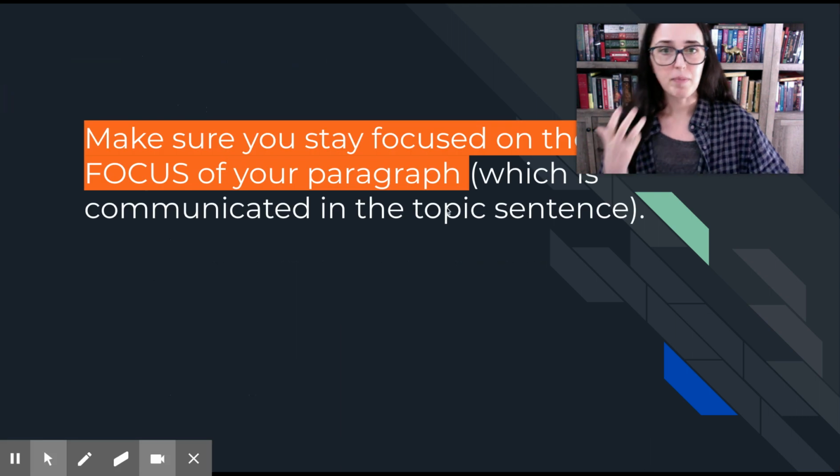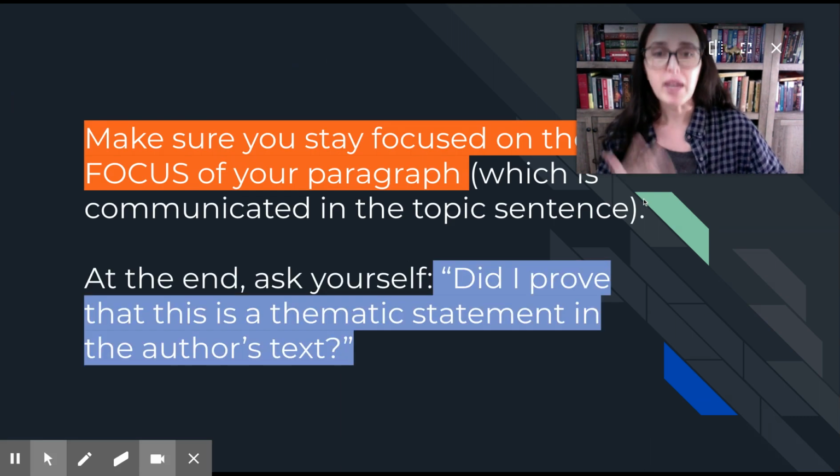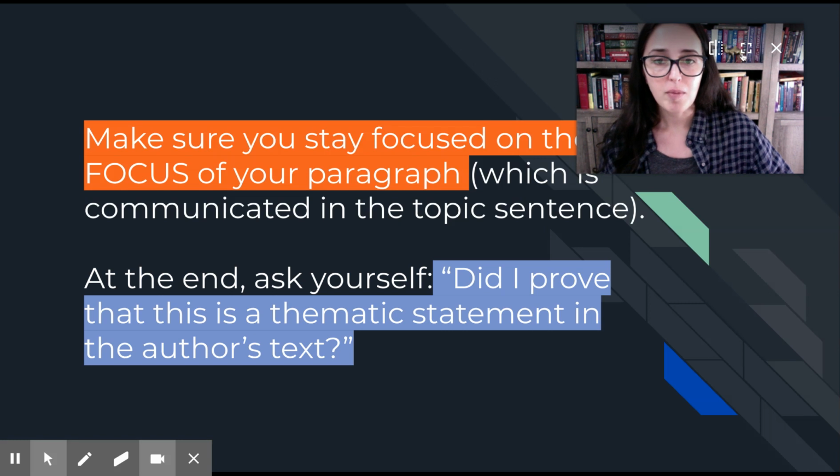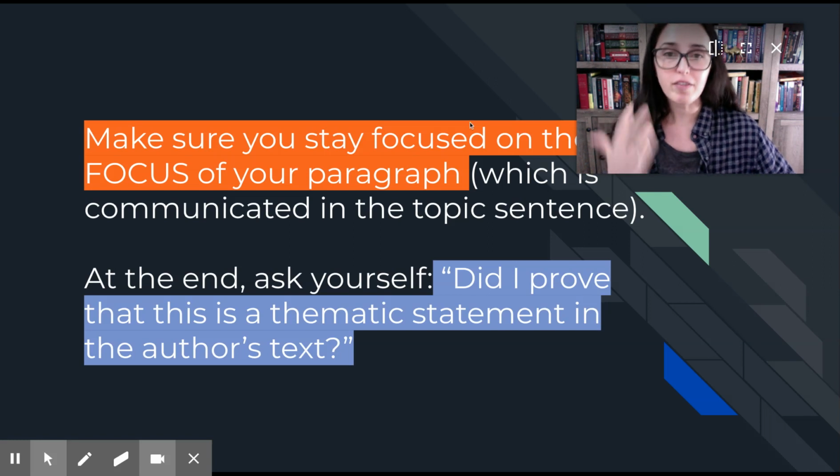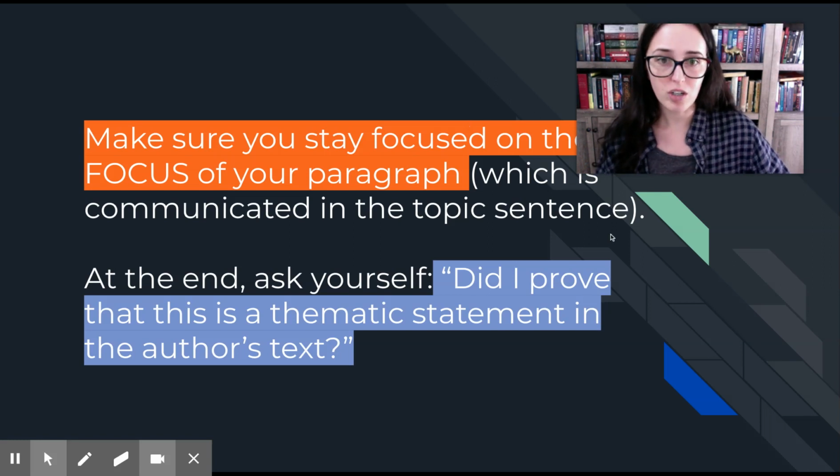So again, big picture. Make sure you stay focused on the focus of your paragraph, that thematic statement, and proving how it's seen in the text. And then at the end, ask yourself, did I prove that this is a thematic statement in the author's text? It's all about evaluating and reflecting on your own work.